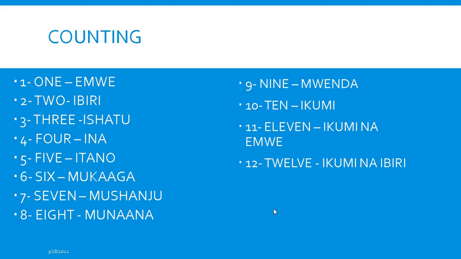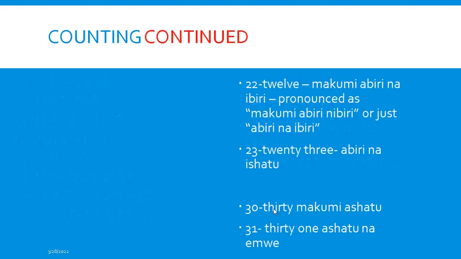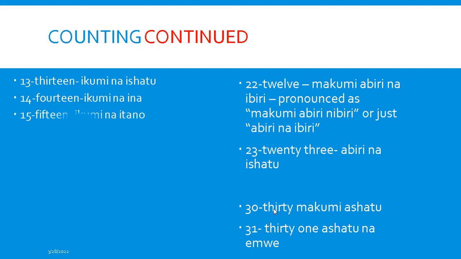But for those who have learned how to pronounce, they will say ikumi nemwe. So you find that this a is silent. Then you go 12, ikumi na ibiri. 13, ikumi na ishatu. 14, ikumi na ina. 15, ikumi na itano.